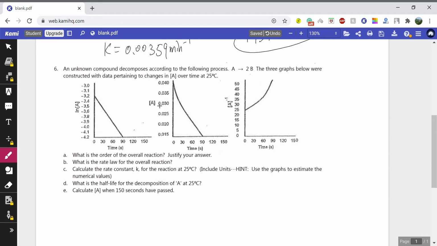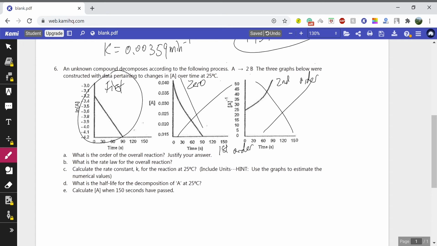Okay, now we have an unknown compound with the following process: A goes to 2B. We have three graphs. What is the overall order of the reaction? As you look at it on the side, we have ln of A, normal A, and A to negative first power. What does this tell you? This is first order because it's ln. This is normal, so this is 0th order. And this is A to negative first power, which is second order. Now, how do we know the overall order of the reaction? The most linear line will show you the order of the reaction. What is the most linear line? Easily this one. So we know this is a first order reaction.